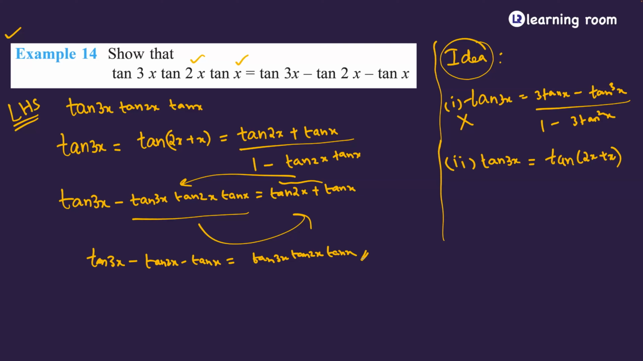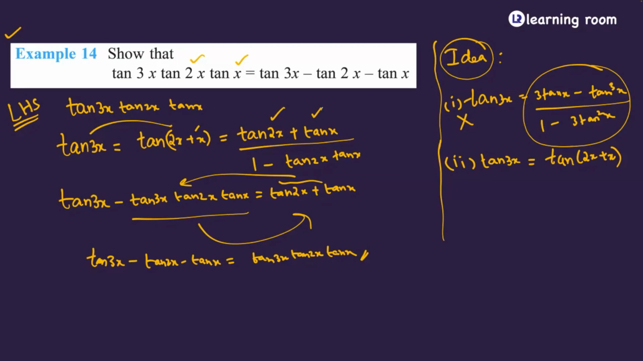All that you need to do is write the formula for tan 3x, but don't write the direct formula. Write tan 3x as tan of 2x plus x. Is that point clear? Yes, sir. So what is going to be the formula for tan of x plus y? Tan x plus tan y by 1 minus tan x tan y.